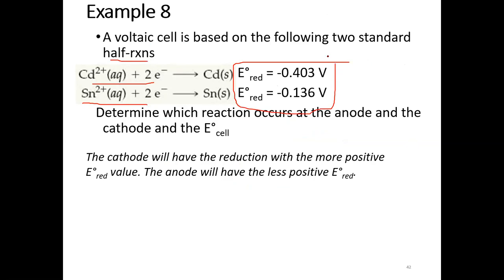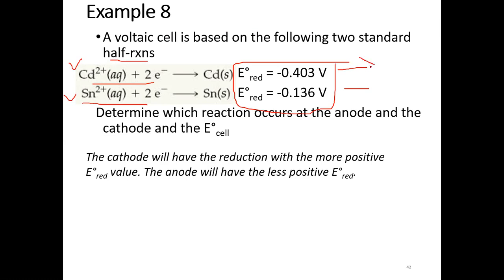So remember our previous statement that talks about the more positive reduction potential is going to be the cathode, and the less positive reduction potential is going to be the anode. So if that situation is given to you, a voltaic cell is based on the following two standard half reactions for the cadmium and tin, both of them. Which one is going to gain electron? Which one is going to lose electron? So where is going to be anode? Where is going to be cathode? How are we going to decide that? Only when we have the E reduction values given in the table.